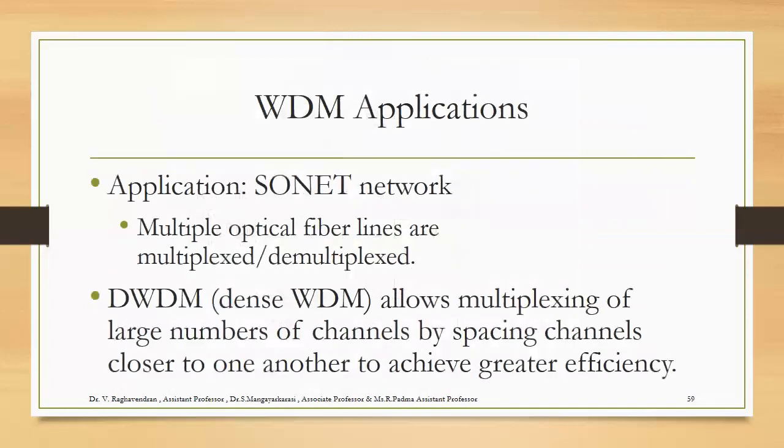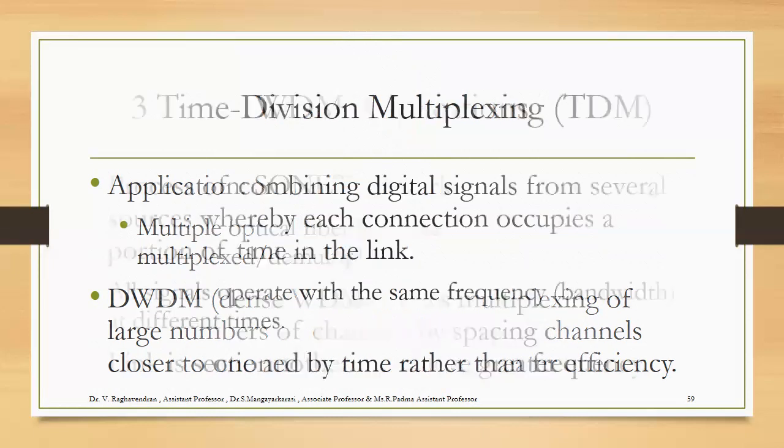So what are the WDM applications? It is used in SONET networks, where multiple optical fiber lines are multiplexed and demultiplexed. Next is DWDM. DWDM means dense WDM. It allows multiplexing of a large number of channels by spacing channels closer to one another to achieve greater efficiency.